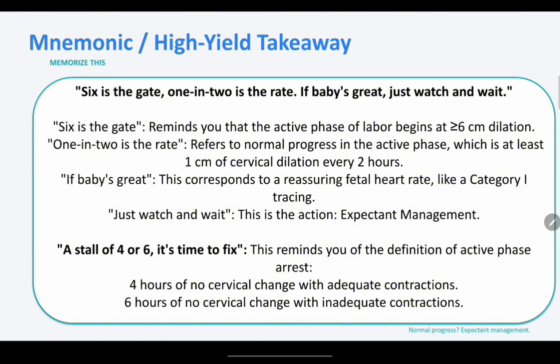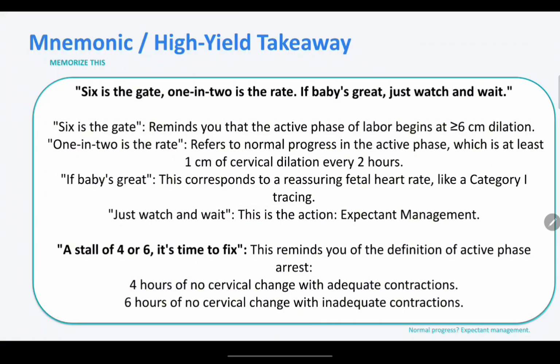This mnemonic also reminds us when to act. If there is a stall of 4 or 6, it's time to fix. This refers to active phase arrest: no cervical change for 4 hours with adequate contractions, or 6 hours with no cervical change with inadequate contractions. So this is time to intervene.